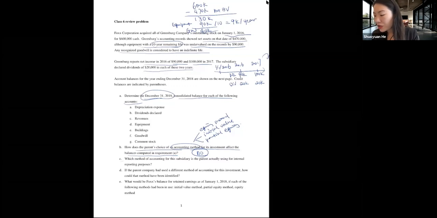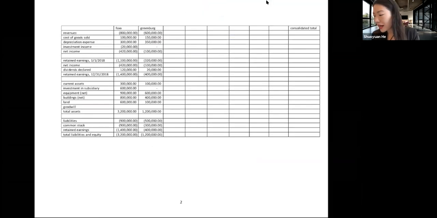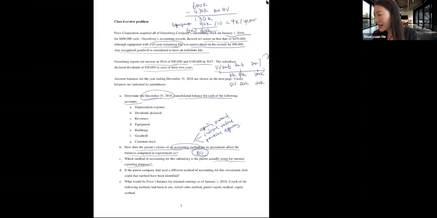And then the question says, which method of accounting for this subsidiary is the parent actually using for internal reporting purposes? So now let's look at the parent book here. At the end of 2018, which method do you think the parent is using? Right, so the parent is using the initial value method. Why? So there are actually 2 places that tell us the parent is using the initial value method.